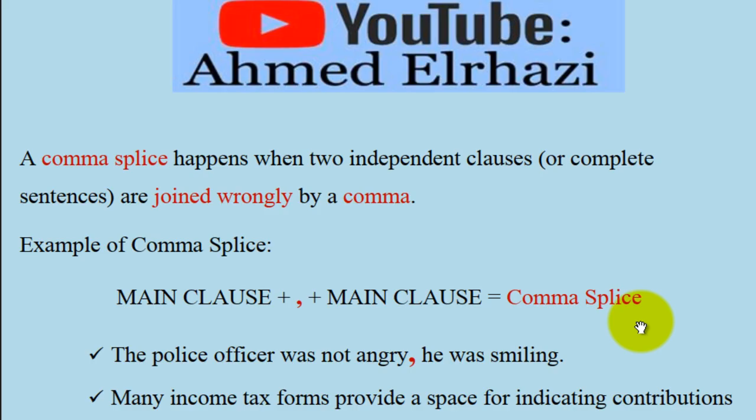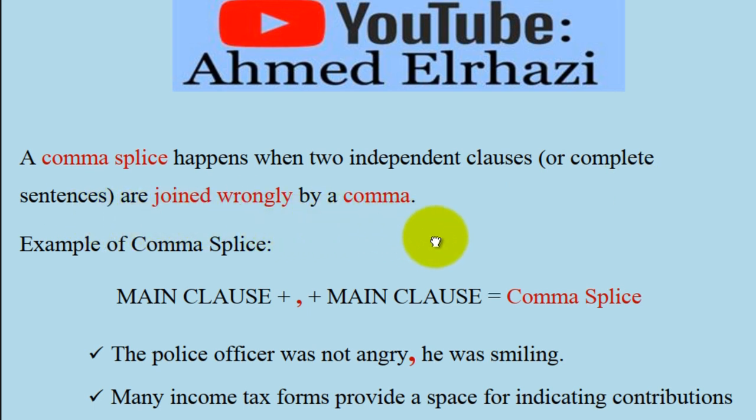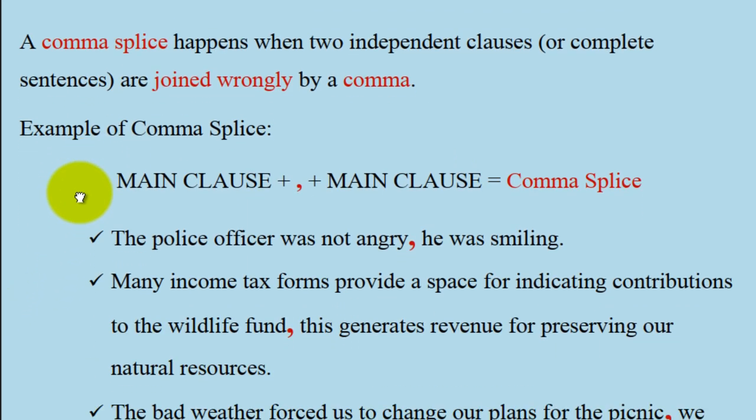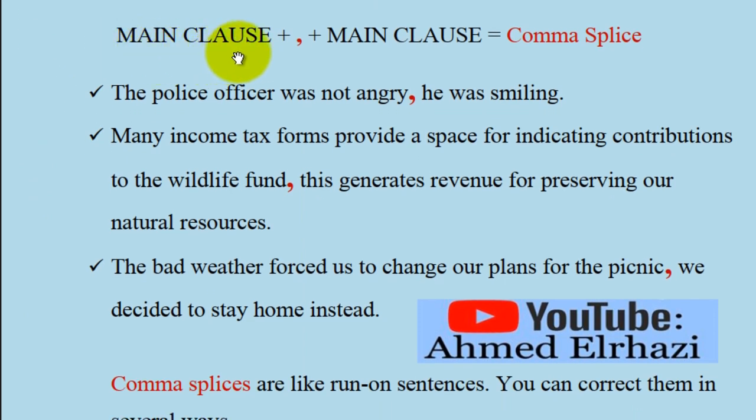Let's start, with God's blessing. Okay, a comma splice happens when two independent clauses or complete sentences are joined wrongly by a comma. When we join two independent clauses together wrongly using a comma, then we have a comma splice. Okay, here is the form: a main clause plus a comma plus another main clause equals a comma splice.